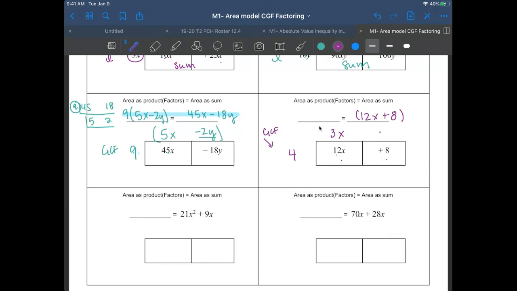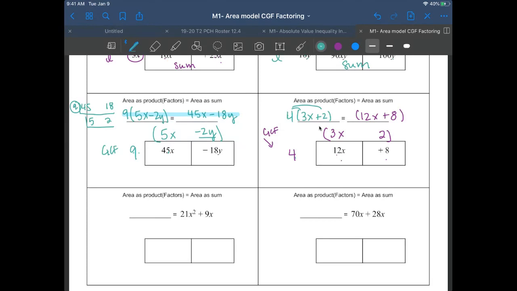I'm going to check to make sure these things work. 4 times 3x gives me 12x, and then 4 times 2 would give me 8. Okay, so we have to write this as a product. Our length is 3x plus 2, and the height is 4. So 4 times 3x plus 2. When I distribute in these values, I should get 12x plus 8.